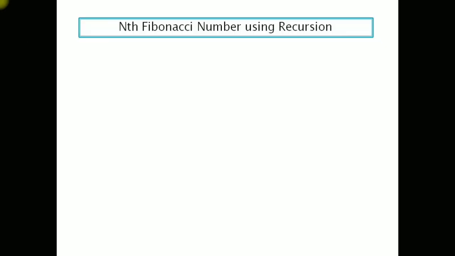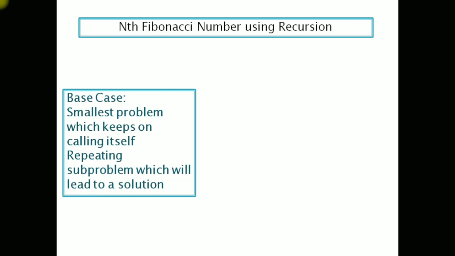So what does recursion say? That we have a base case and we have to find the smallest subproblem which leads us to a solution. Meaning there is a complex problem, and we search for a simpler problem that keeps on repeating itself until it reaches a solution.